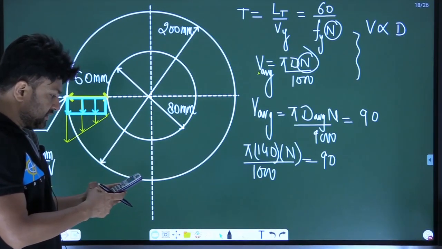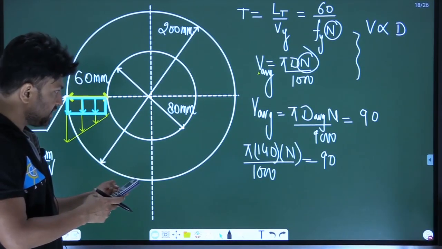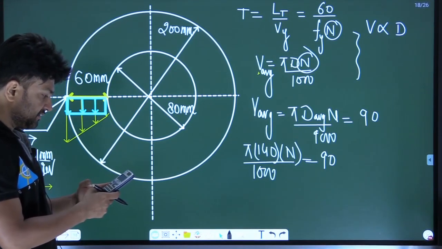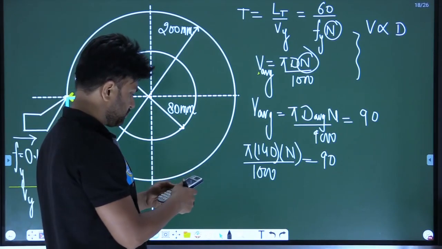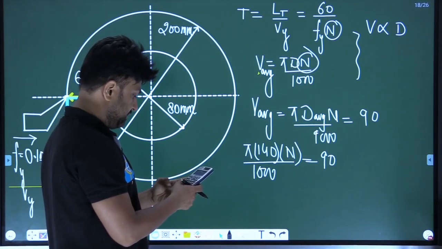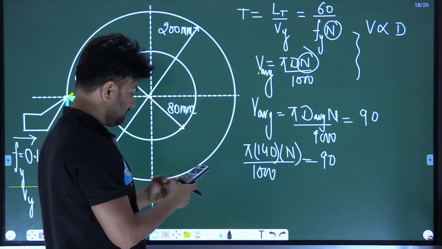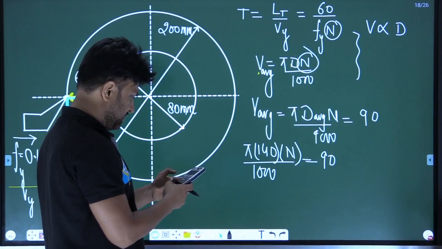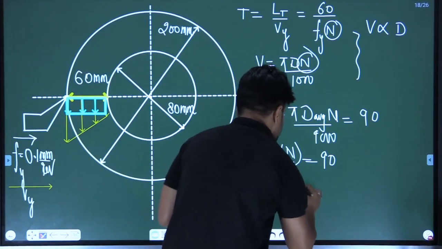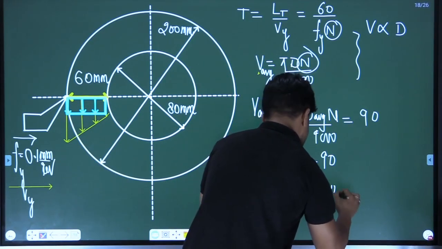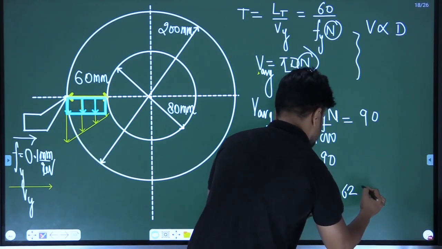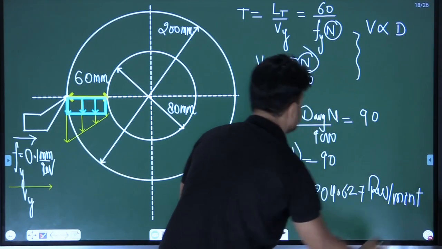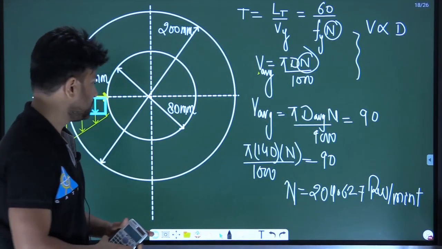90 into 1000, the answer divided by 140, the answer divided by shift pi. So, here comes the RPM: 204.627 revolutions per minute. This is the RPM. Now, you got the RPM?